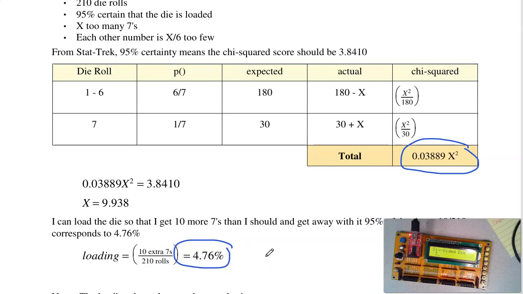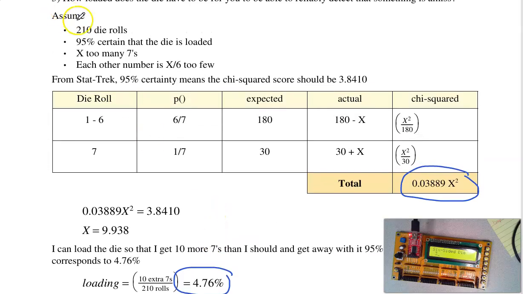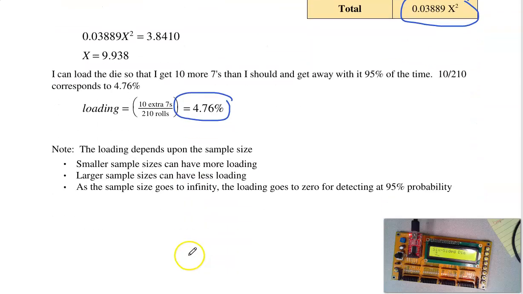That's one thing you can do with a chi-squared test. I can calculate how loaded I can make a die and get away with it. And again, this makes some assumptions. If I roll the dice more than 210 times, I need less loading. If I roll it fewer times, like only 50 rolls, I can load it more heavily. That's the chi-squared test.